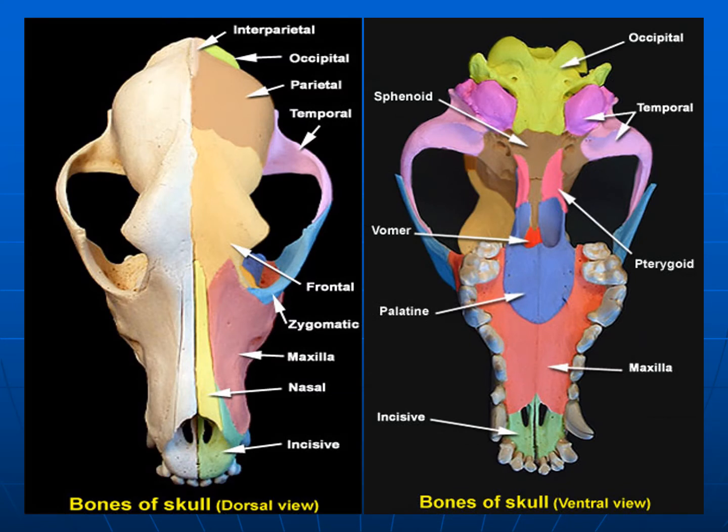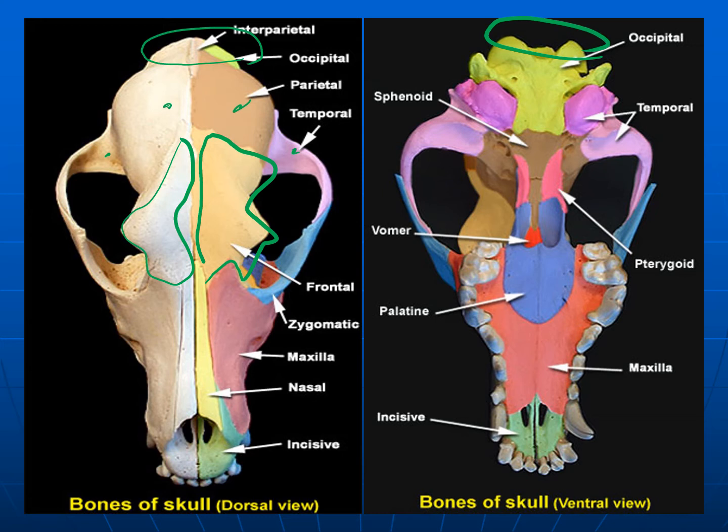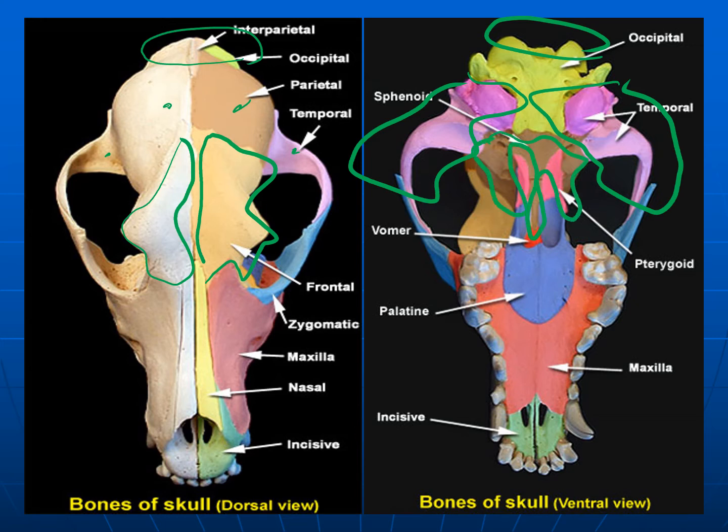So this bone here, the first one, is the frontal, and then we have this one here, the parietal, and the one here is the temporal bone. And you can see the one found in the caudal portion, this one here, is part of the occipital bone, and this one here is the temporal bone. The last one found in the floor, this one here, is the sphenoid bone.